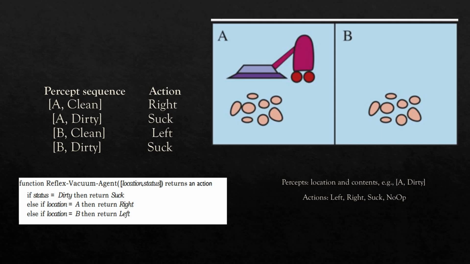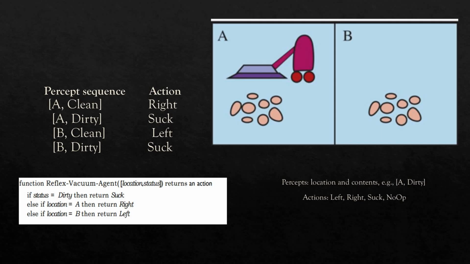No, this is not a rational agent because it is not adapting to the environment. If there's a change in the environment, for example, if both of the squares are clean, what is it going to do? That's why this vacuum agent that we have over here is not a rational agent.